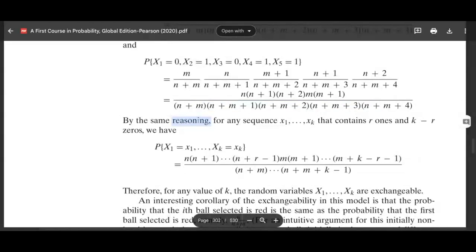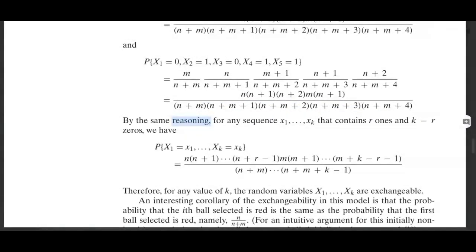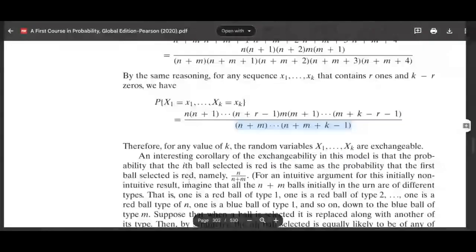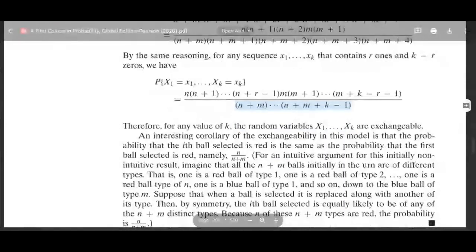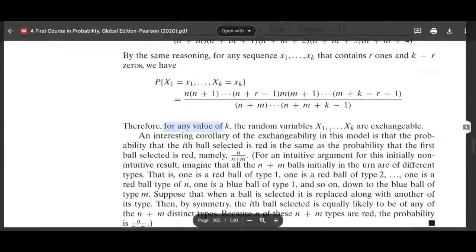The same reasoning holds for any sequence of x1 up to xk that contains r ones and k minus r zeros. So we calculated the ones, and we calculated the zeros. So for any value k, the random variables x1 up to xk are exchangeable. Right? So that's why, from the very beginning, we said the order of observation doesn't change.